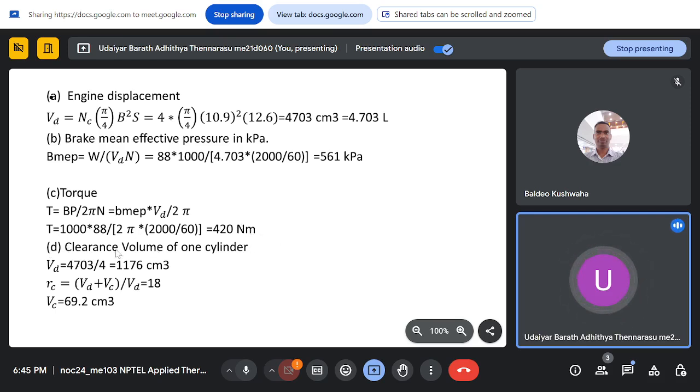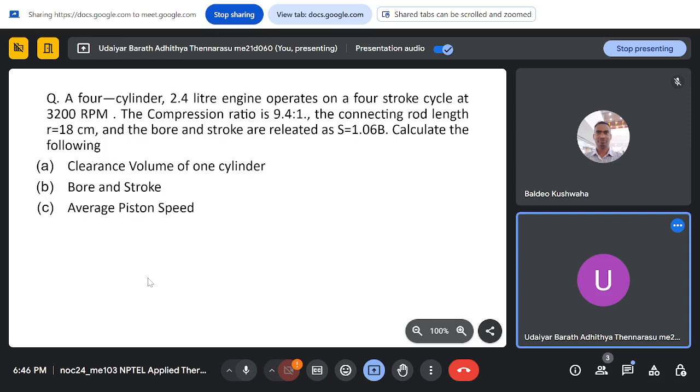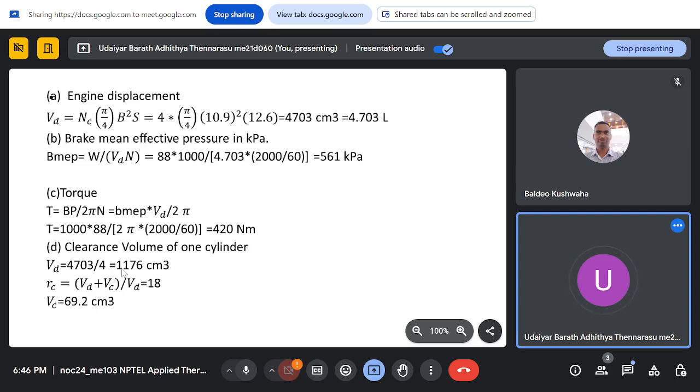Then the clearance volume of one cylinder is, so we know the displacement volume here. So the displacement volume which we have found out is for the 4 cylinders. Because we have already multiplied with the number of cylinders, for each cylinder we have to find out the clearance volume. So for that, compression ratio is known, so we need to substitute there the displacement volume of each cylinder. So displacement volume 4703 divided by 4 cylinders. So each cylinder will have 1176 centimeter cube of displacement volume. So the compression ratio is displacement volume plus clearance volume by clearance volume. This is 18. So your clearance volume will come out to be 69.2 centimeter cube. So any doubts here?